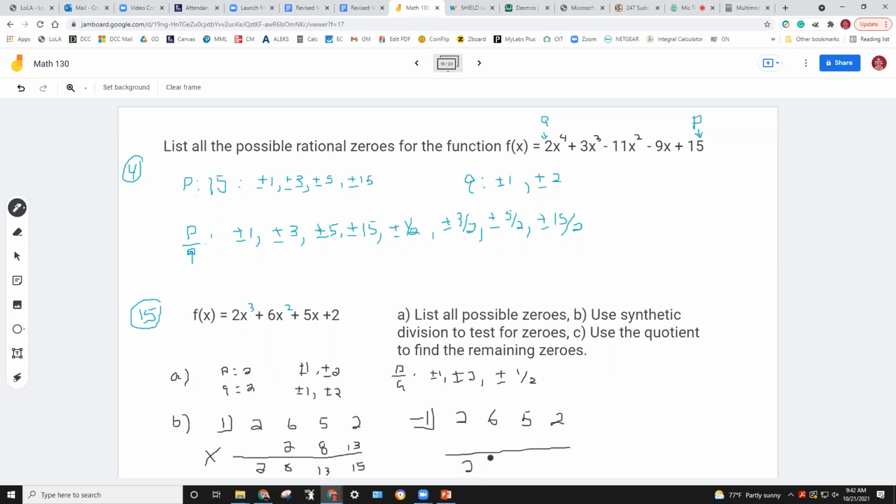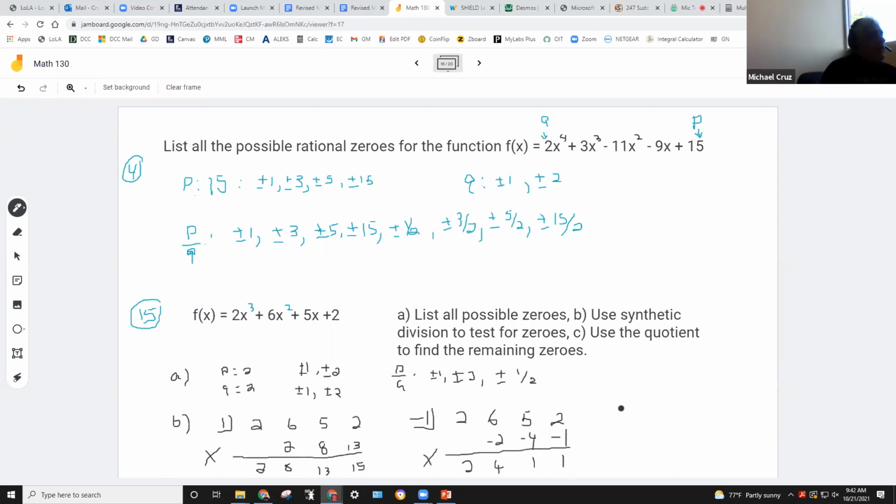So negative 1 times 2 is negative 2. Add them up. It's 4. Negative 1 times 4. Negative 1 times 1 is negative 1. So that's going to be 1. Again, this is not one of them. All right. Let's see if we can put one more right here. Let's put 2.